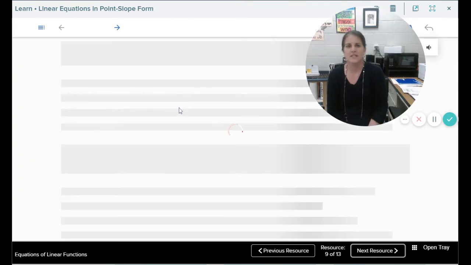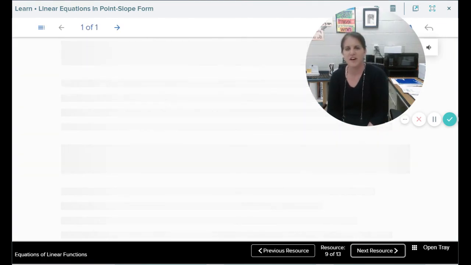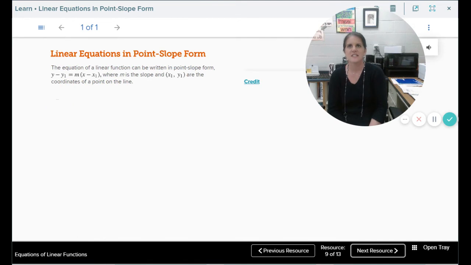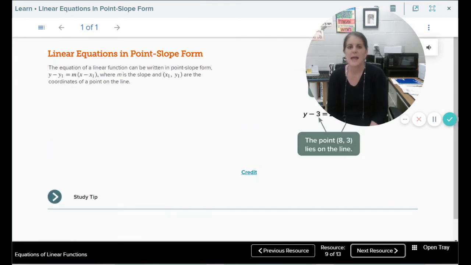All right, now point slope form. Point slope form is fun. Point slope form gives us the coordinates of a point and the slope, hence the name point slope form. So it's y minus the y coordinate of that point equals the slope times x minus the x coordinate of the given point, where m is the slope and x1, y1 are the coordinates of a point on the line.